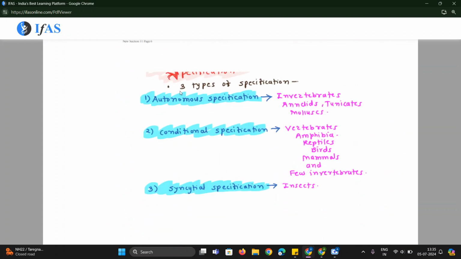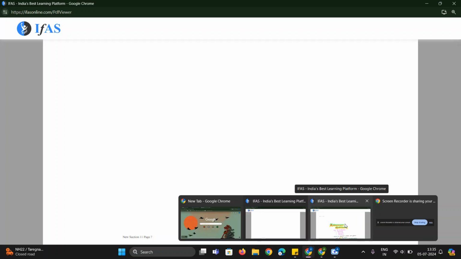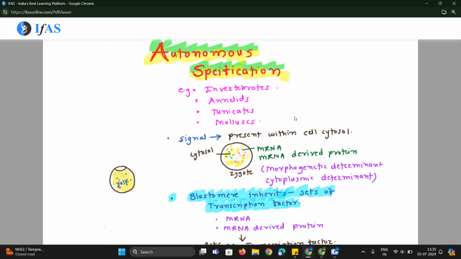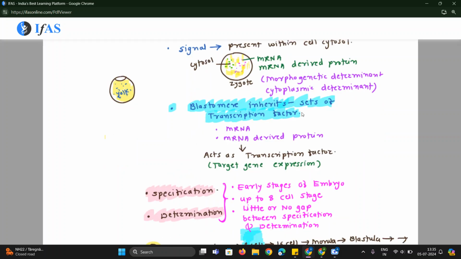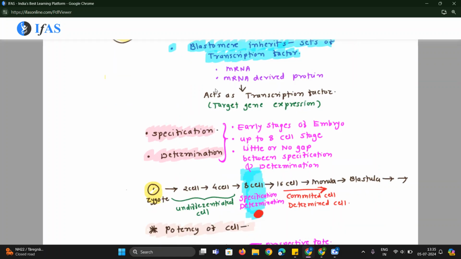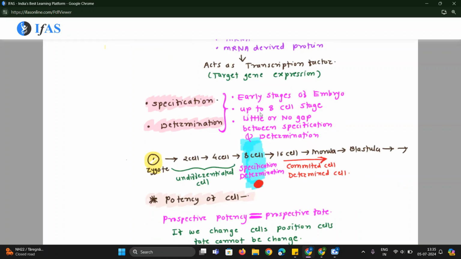Specification is of three types: autonomous specification, seen in invertebrates like annelids, tunicates, mollusks; then conditional specification, in vertebrates like amphibia, reptiles, birds, mammals; and syncytial specification in insects. Now the autonomous specification. The signal is present within the cell cytosol. Inside the zygote there are cytosolic mRNA-derived proteins, and the blastomere inherits a set of transcription factors, and it acts as a transcription factor. This is the early stage of the embryo, up to the 8 cell stage, with little or no gap between specification and determination.